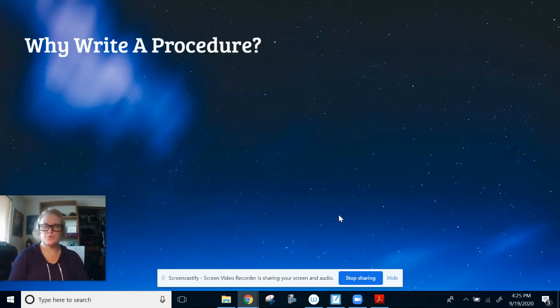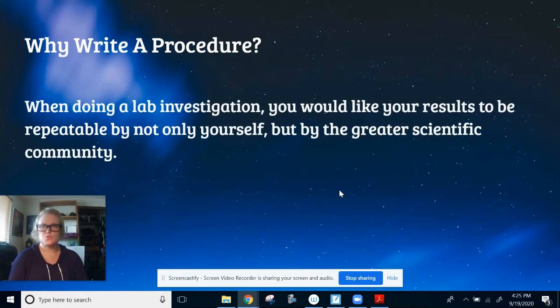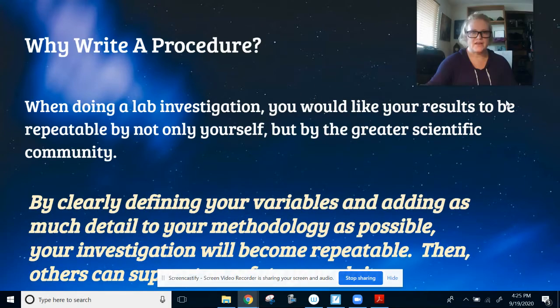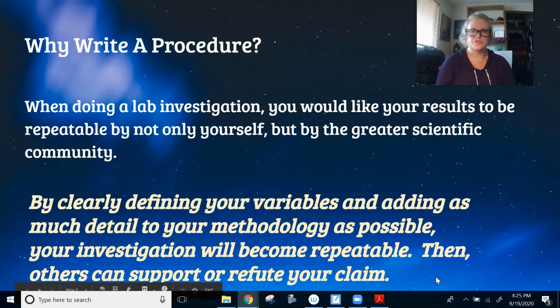First and foremost, why do we write procedures or methodologies in a science class when we're doing a lab investigation? When a scientist performs a lab investigation, the scientist would like the results to be repeatable by the scientists themselves, but also the greater scientific community. By clearly defining your variables and adding as much detail as possible to your methodology or your procedure, your investigation becomes repeatable. Then others can support or refute your claim.